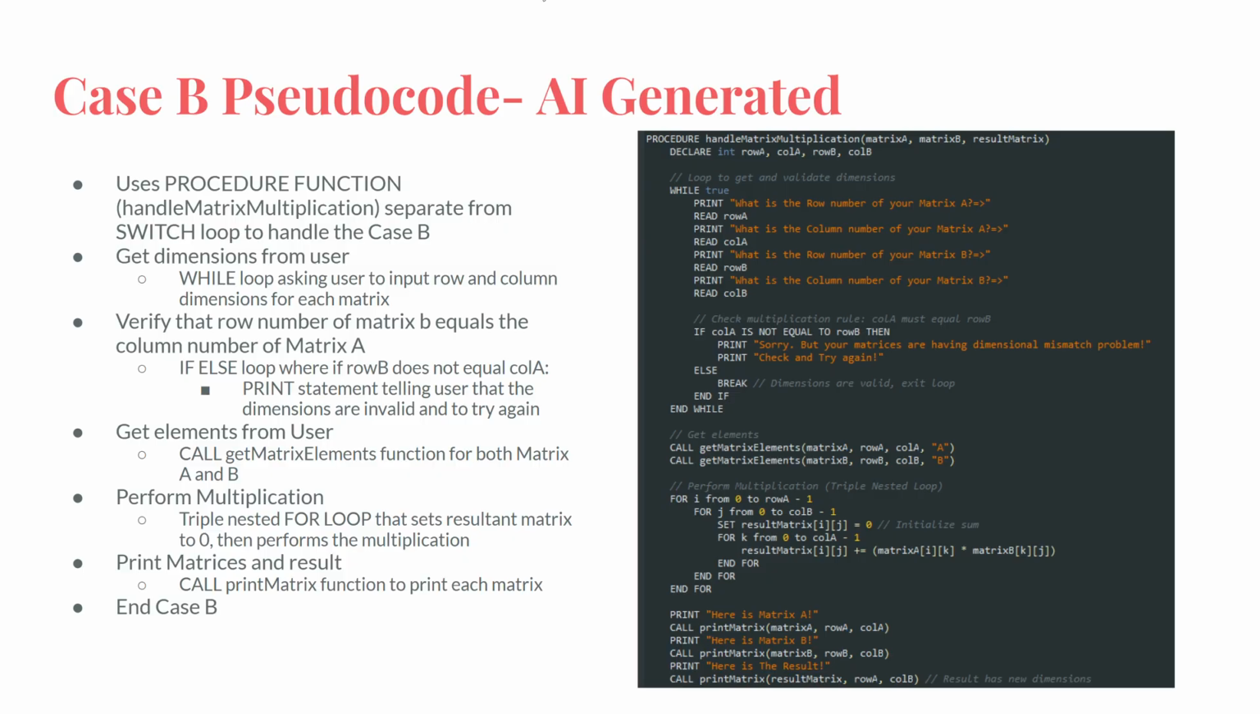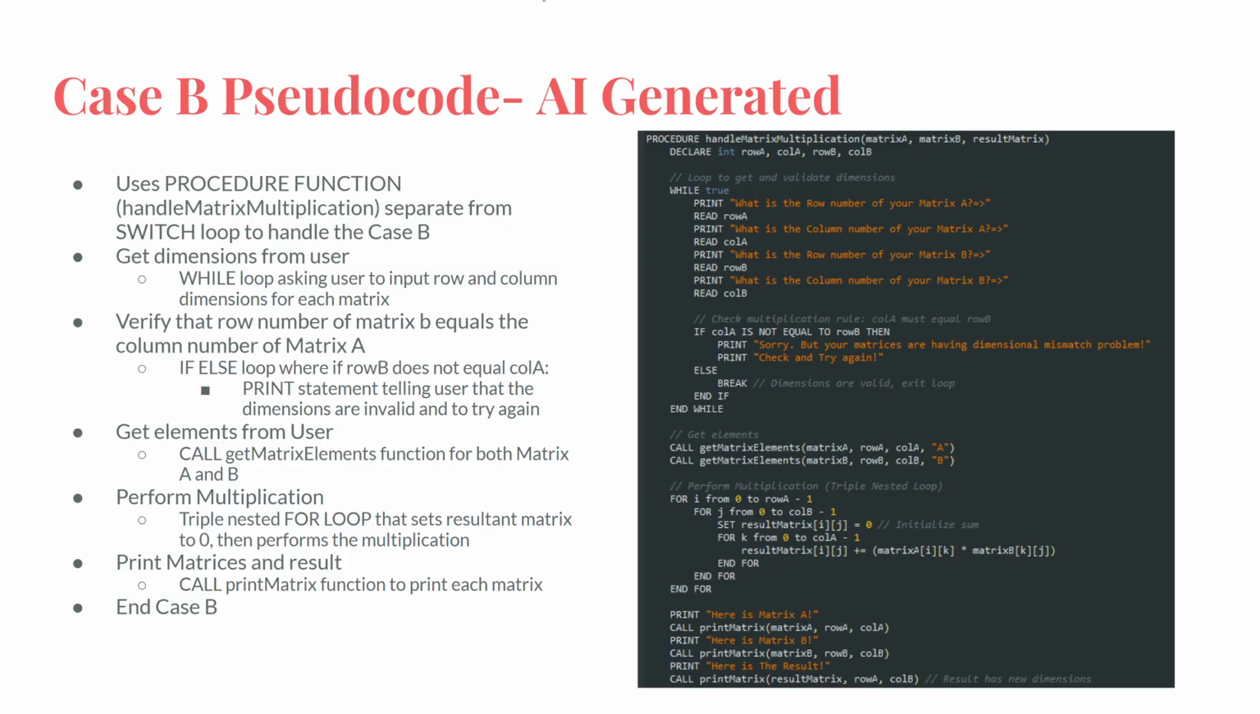It then goes in and uses an if-else statement, where if column A is not equal to row B, then it'll print out a statement asking the user to re-input the values of the matrices because they are invalid, and it will repeat if needed. It then goes on to call for the get matrix elements function for both matrix A and matrix B, which I will get into later.